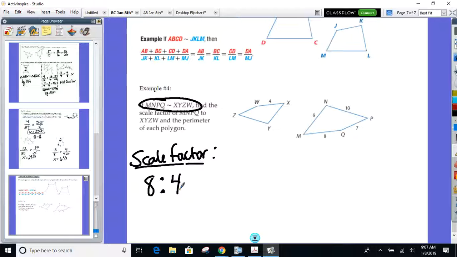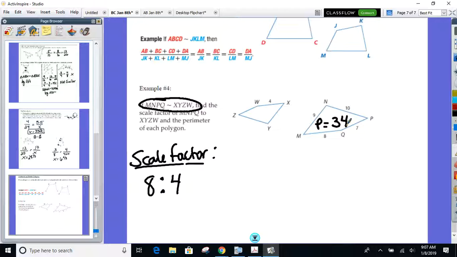And find the perimeter of each polygon. All right, can we quickly find the perimeter of the bigger one? I gave you all the sides. That'll turn out to be 17 and 17. 34, okay. Now watch, here's what I'm trying to get through to you, this last point.